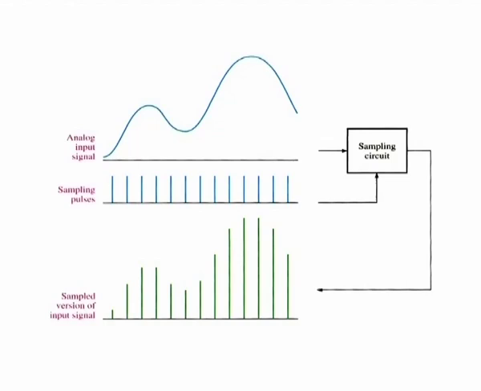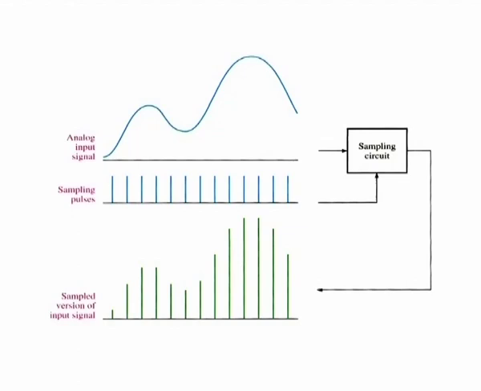Before a signal can be sampled, it must be passed through a low pass filter, that is, an anti-aliasing filter, to eliminate harmonic frequencies above a certain value as determined by the Nyquist frequency. Notice in the figure that there are two input waveforms. One is the analog signal and the other is the sampling pulse waveform.